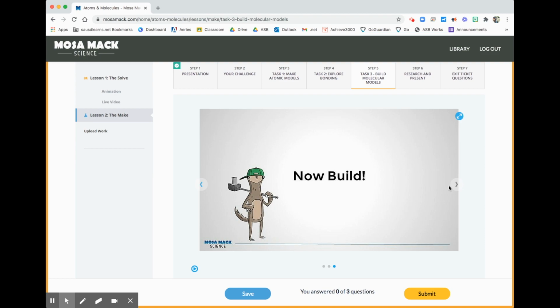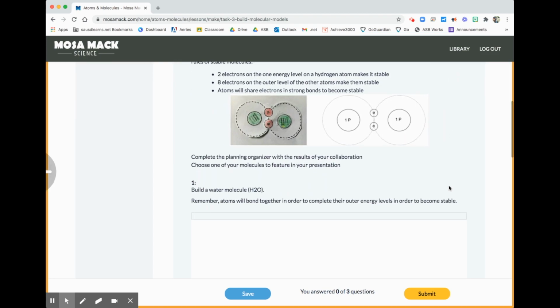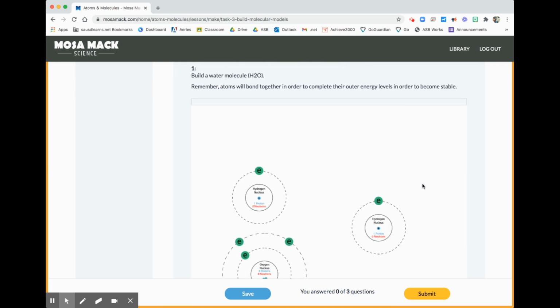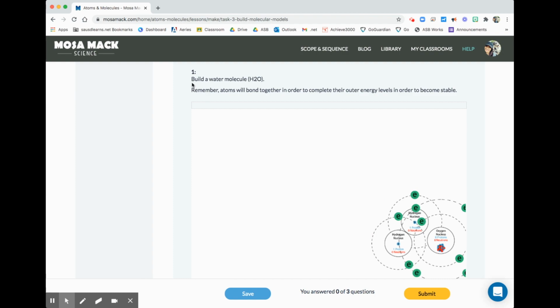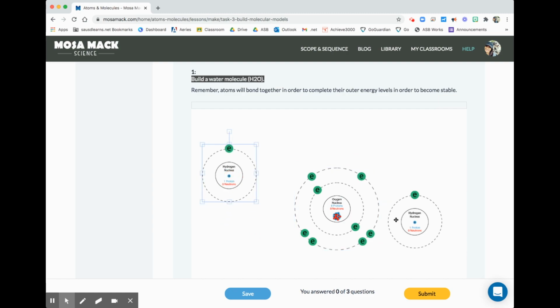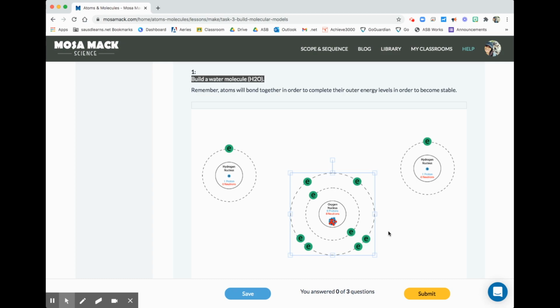So now it's your turn. So you're going to slide on down here, and you are going to finally put together your own molecules. So the first one is easy. All you're going to do is build a water molecule, H2O. So they give you everything already for you. They give you your 2 hydrogens that you need, and they give you your oxygen. All of the electrons are in the exact spot that you need them to be.